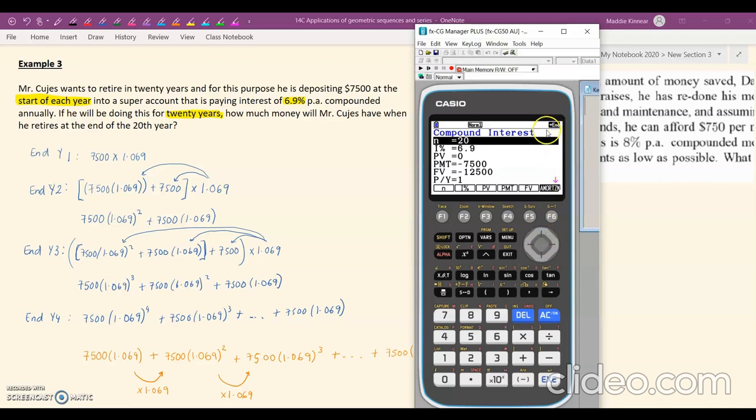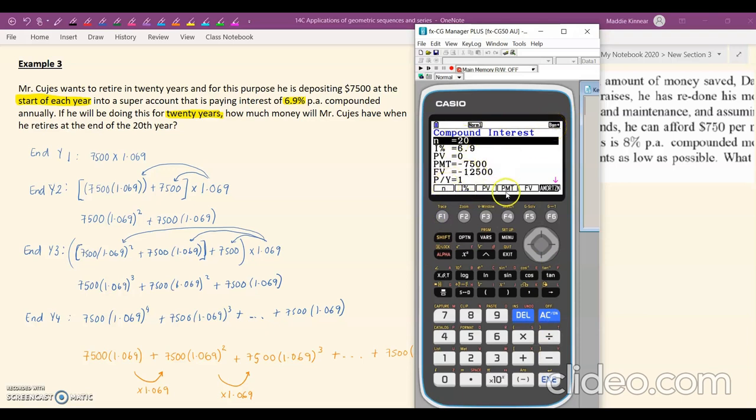Now, this one up the top here tells you when you make your payments, and at the moment we're assuming that our payments are being made at the end of the year, and that is not the case. Our payments are made at the start. So we need to change this. To do that, we press Shift Setup, even Shift Menu. And we change this from end to beginning. So here we go, beginning. And let's just hit Enter. So now it says beginning at the top there.